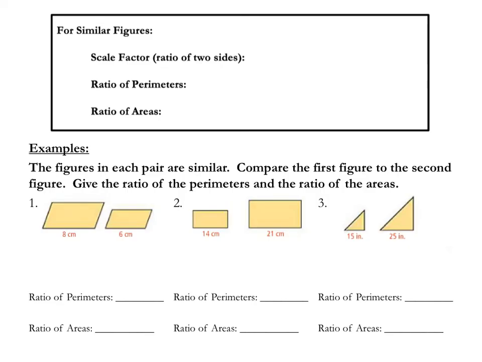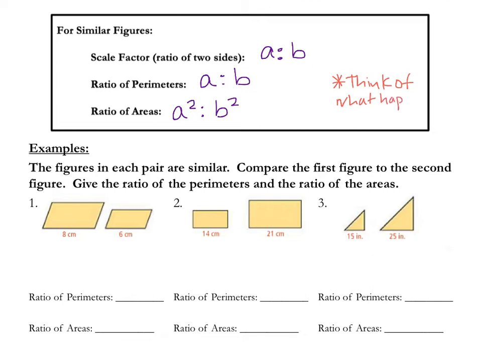So here we're going to fill in the formulas. For the scale factor, I'm just going to use letters. If the scale factor is A to B, we realize that the ratio of the perimeter stays the same, and the ratio of the areas, they end up being the squared versions of those 2 numbers. So we get A squared and B squared. What you can do to remember this is think of what happens to the units. When we do perimeter, the units end up staying the same, but when we do area, the units end up squaring. So that's how I remember which one's squared and which one's not squared.